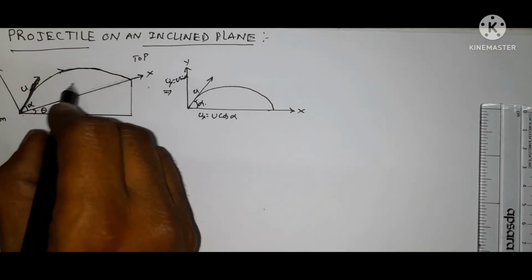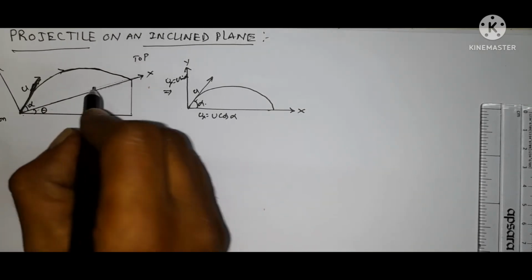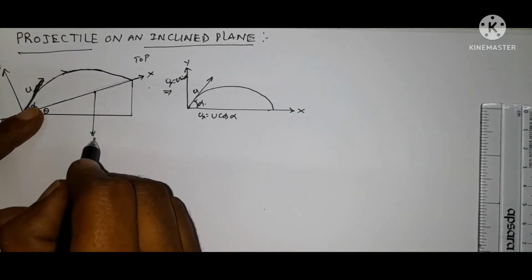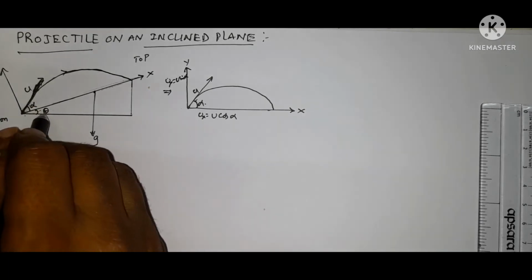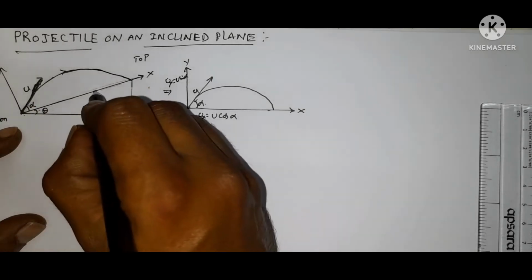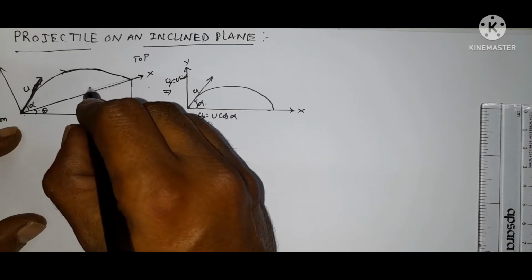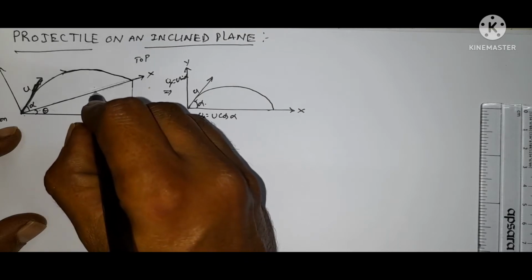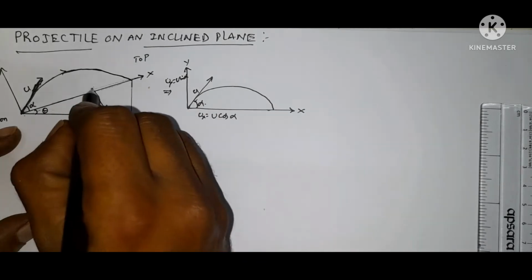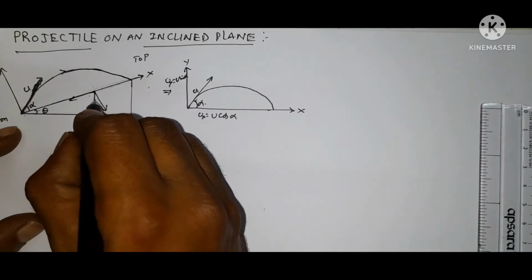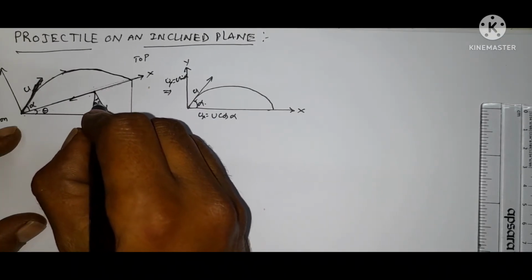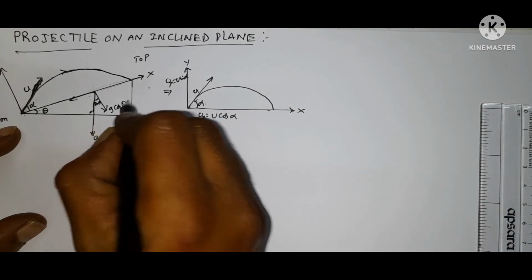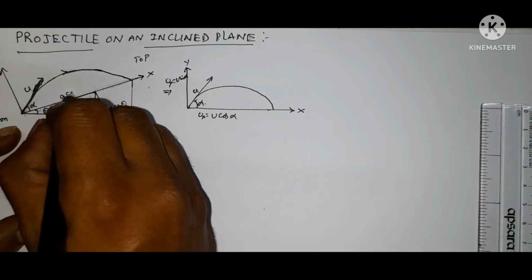If you observe here, the weight is always acting in the downward direction. That is, acceleration g will be in the downward direction. If this angle is theta, this is 90, so this can be 90 minus theta. That means this g can be resolved into two components again, one in this direction and another in this direction. This will be g cos theta, and this will be g sin theta.